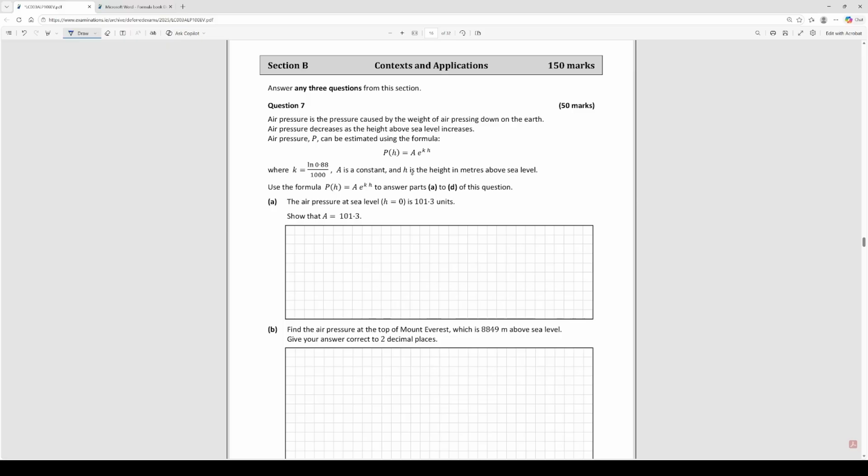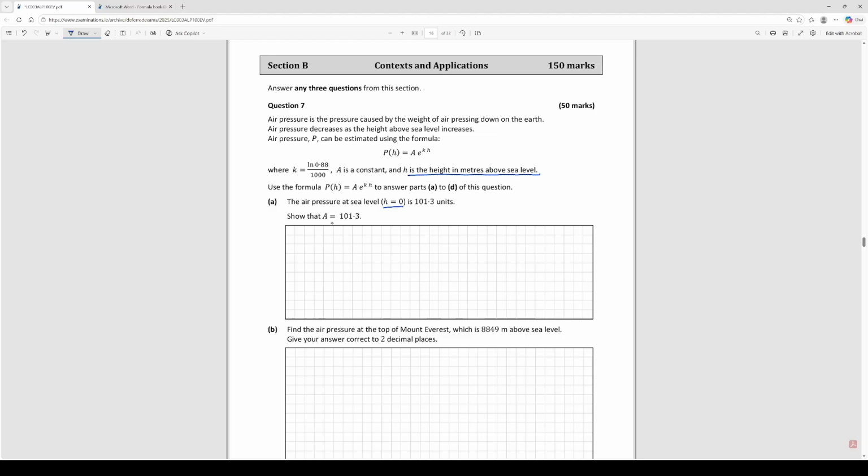No, you would, because it says H is the height in meters above sea level. So yeah, okay, they didn't even need to tell you that H equals 0 bit. Hopefully you'd have spotted that, because in some Leaving Certs they just wouldn't mention that. At sea level, what is the height above sea level? Well, at sea level it's 0, so it's 101.3.